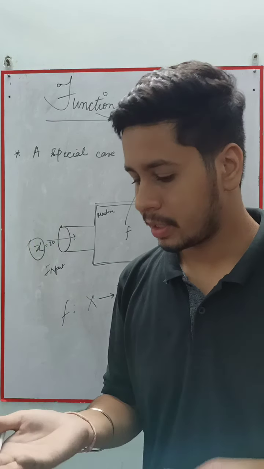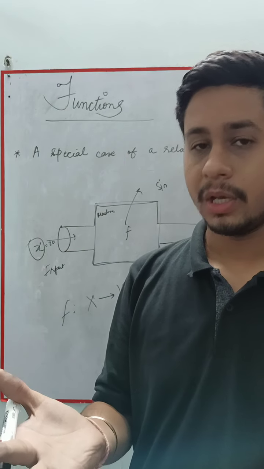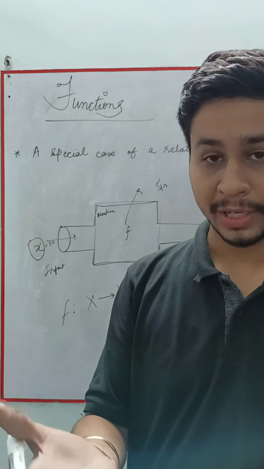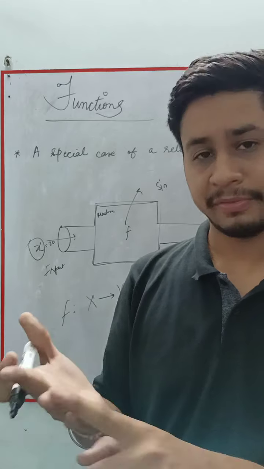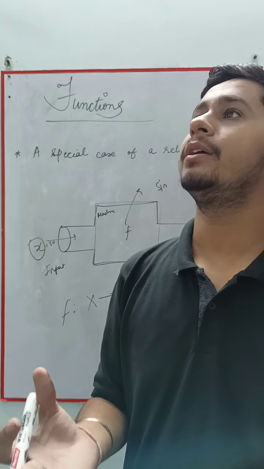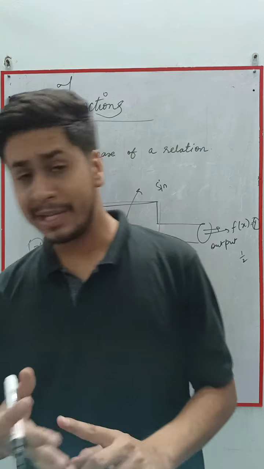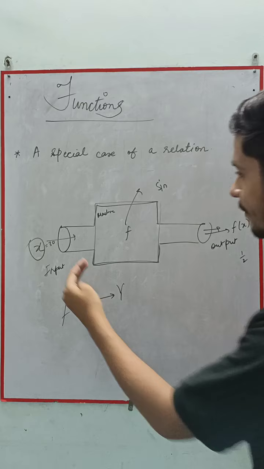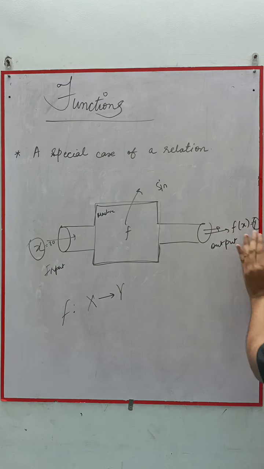Let me just count, whatever you have seen: trigonometric functions, logarithmic functions, exponential functions, signum functions, which we will study. And constant function is there, as written in the book, and modulus function is there. So there are so many types of functions. Whatever value we give here, under this function we get some answer here.